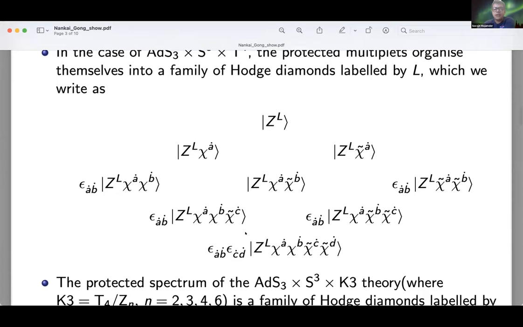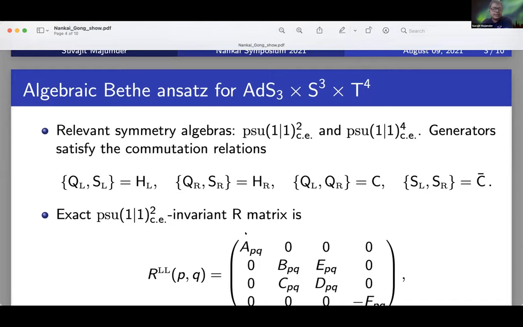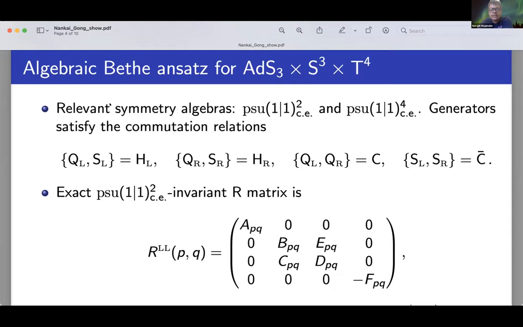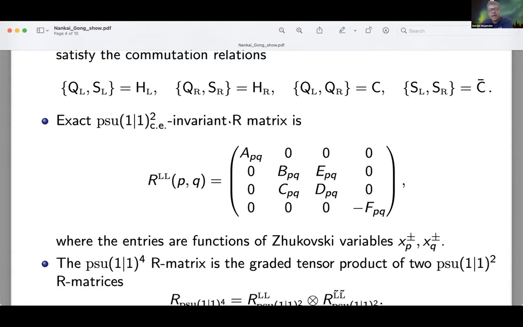Okay, so what's the technique? These were the results. Now, in integrability, we use the so-called algebraic Bethe Ansatz technique, where we first start with the symmetry algebra of the problem, which in our case is a centrally extended PSU(1|1)². And also there is another one, which is PSU(1|1)⁴ centrally extended. So what are these algebras? They look fancy, but they basically comprise a bunch of supercharges, QL, QR, SL, SR, which are fermionic generators, and a bunch of bosonic ones, which are the Hamiltonians HL, HR, and central charges C and C bar.